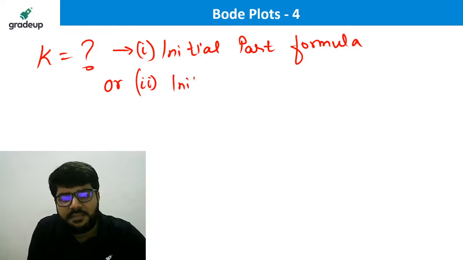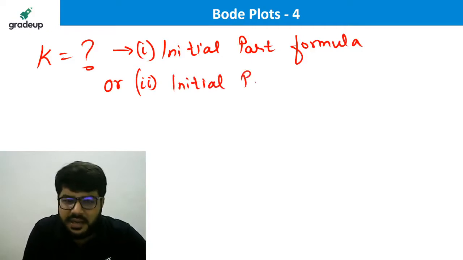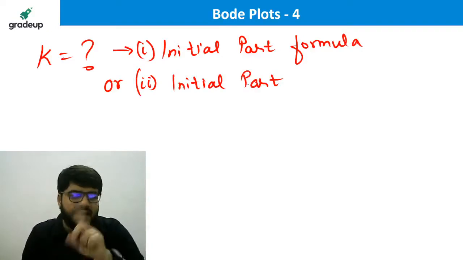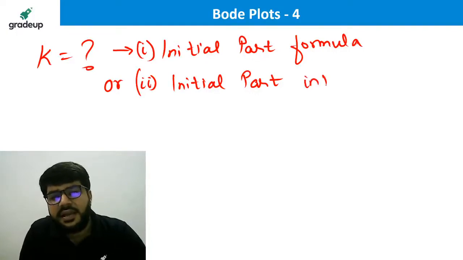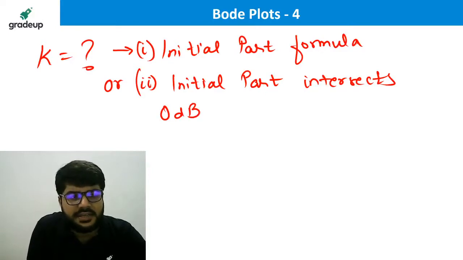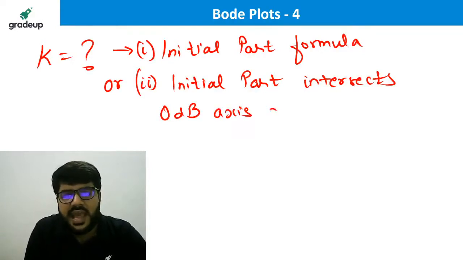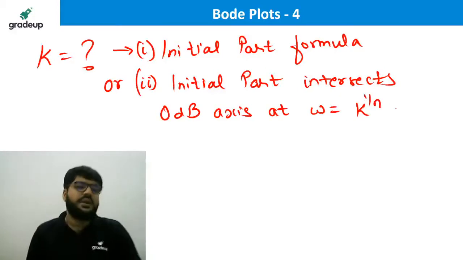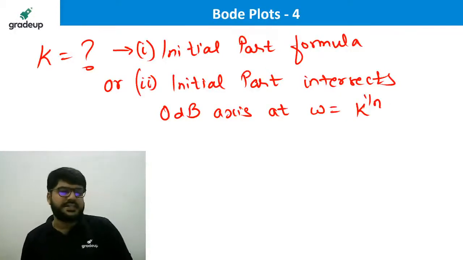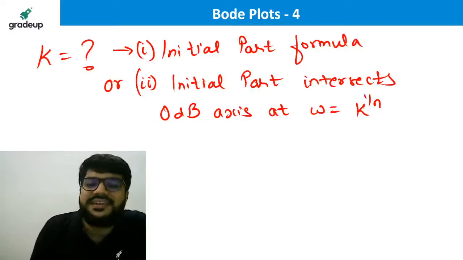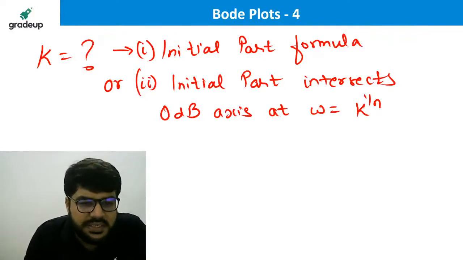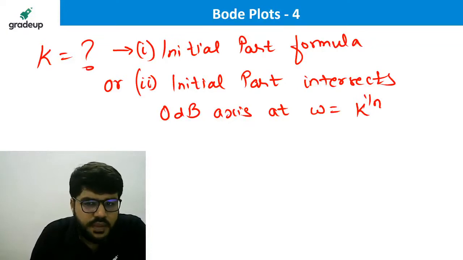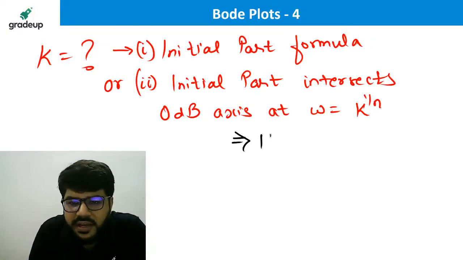I'll repeat that method. I explained to you yesterday that it is found by the initial part only, but not by the direct formula. The initial part intersects the 0 dB axis at the frequency given by the formula omega equal to k raised to the power 1 by n. We discussed this formula yesterday. So using this formula, we can say that k is equal to omega raised to the power n.